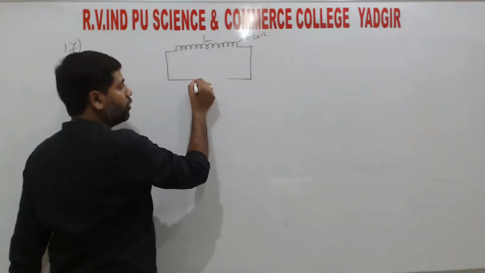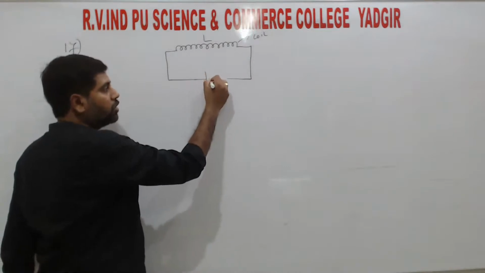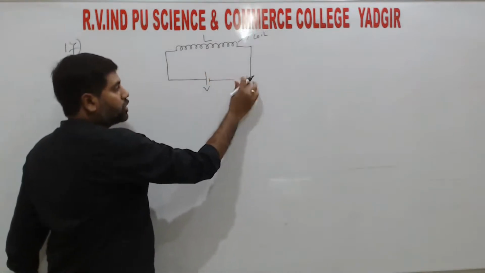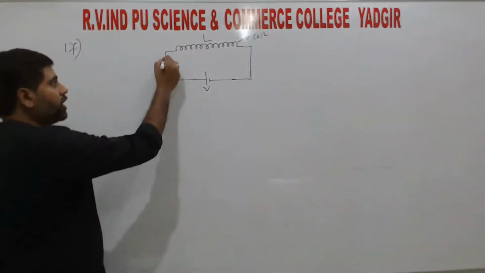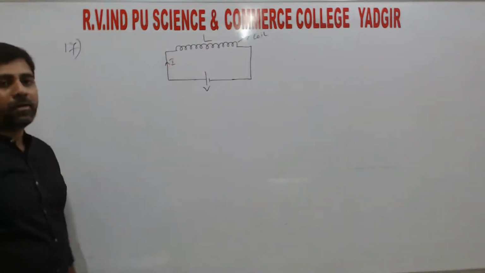In both cases it is the same. In the previous derivation we applied an AC source. So here we are applying the DC source, right? So current I is flowing in the coil.